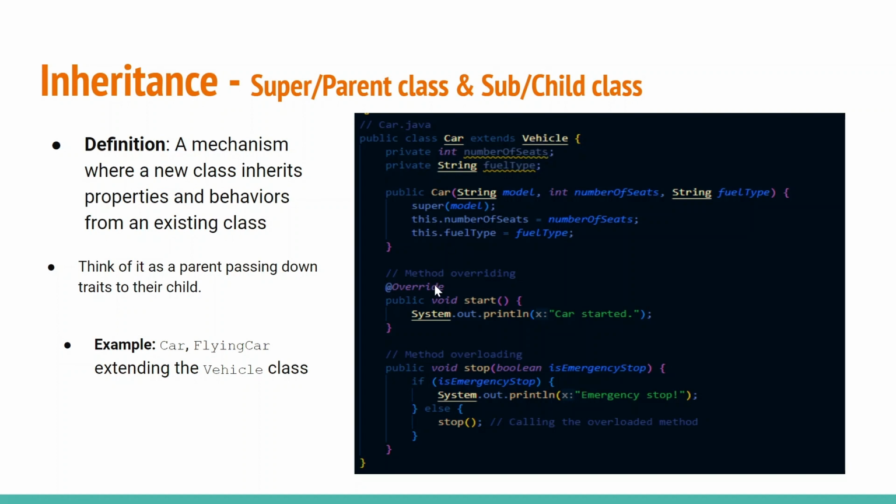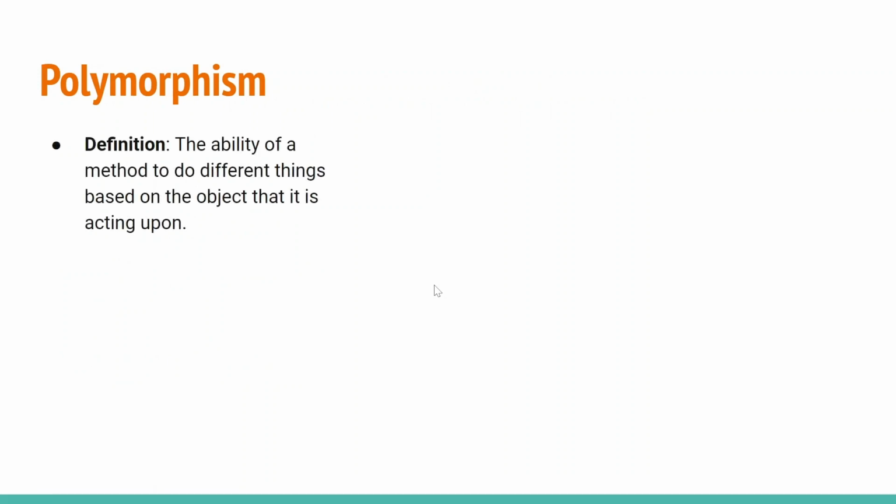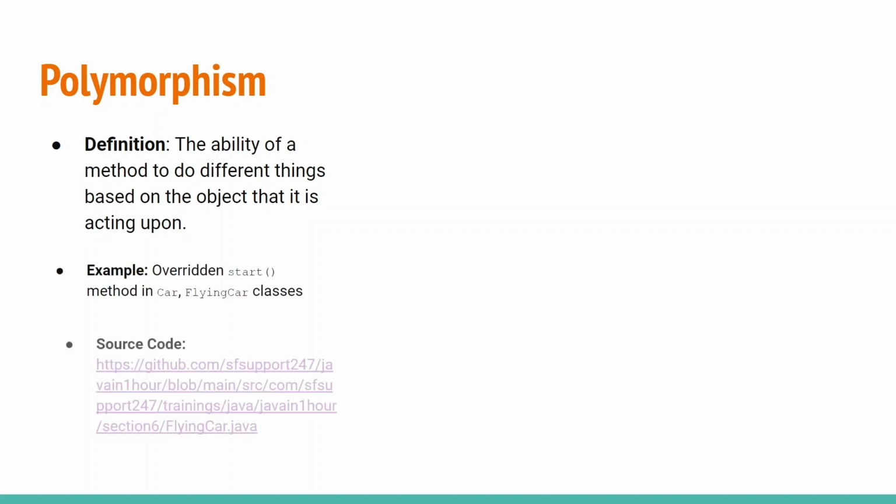The next concept is polymorphism, the ability of a method to do different things based on the object that it is acting upon. In the previous slide you saw in inheritance we have a child class and parent class. If there is a method in the parent class and the same method in the child class, polymorphism enables these methods to behave differently.